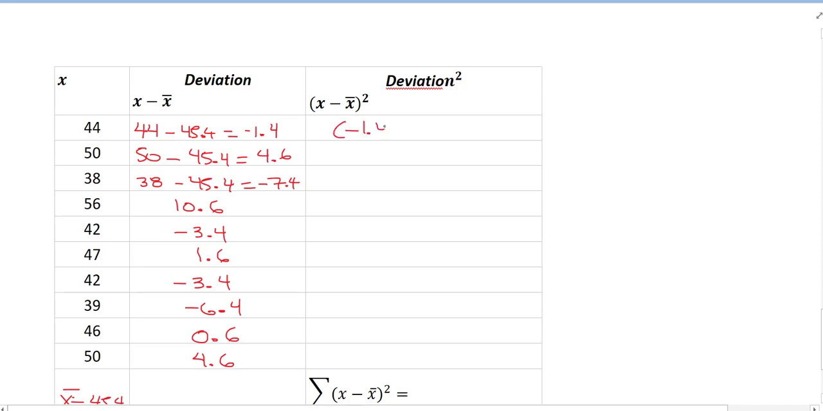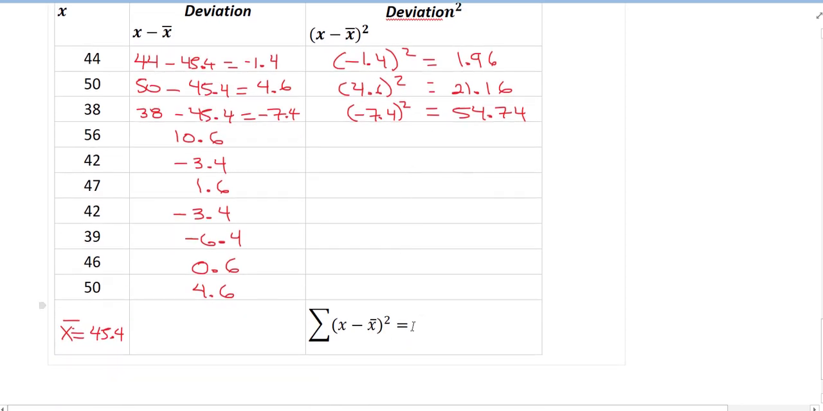So this is going to be negative 1.4 squared, 4.6 squared, and so on. Negative 7.4 squared. So what are these? Put those in your calculators and see what we get. So the first one is 1.96. Make sure you use parentheses. 21.16, and then negative 7.4 squared is 54.76. So go ahead and pause the video, fill in the rest of these, and then add them all up. The big sigma means you're going to sum, you want to find the sum of all of them. So go ahead and fill in the rest and then find the sum. And then unpause and we'll continue.